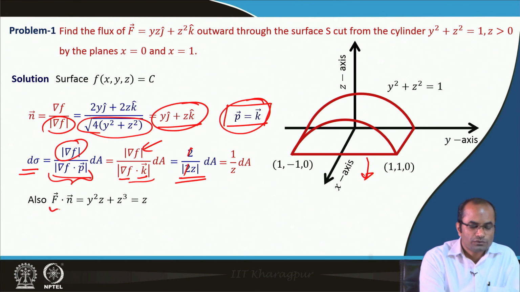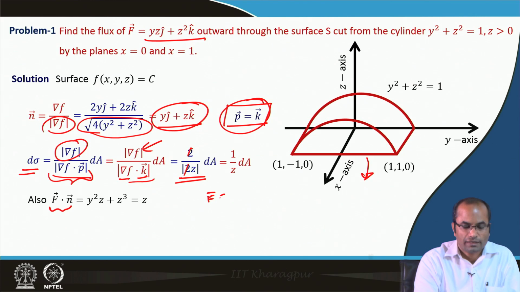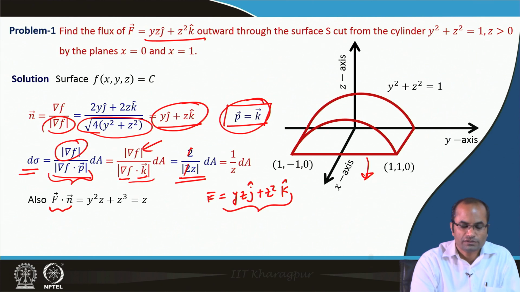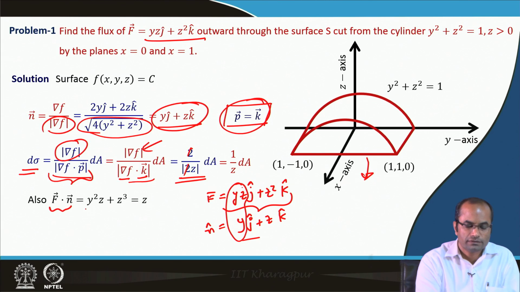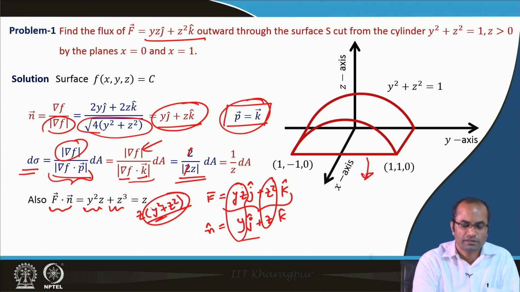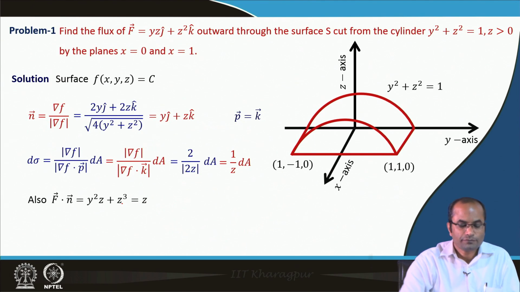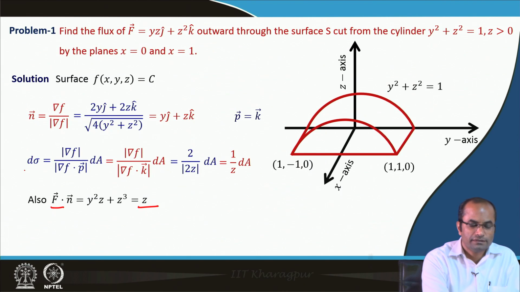Well, we also need to get the f dot n. The f is given as yz j plus z square k, and we take its dot product with n, the unit normal, which is given here as y j plus z k. If we take the dot product, we have y square z, and then here we have z cube. If we take the common z, then we have z times y square plus z square, and on the surface y square plus z square is 1. So, we have simply z there. So, having this f dot n as z, and d sigma is also given.